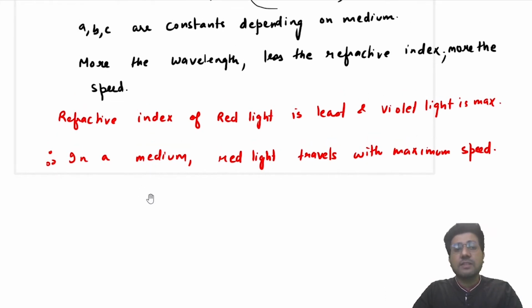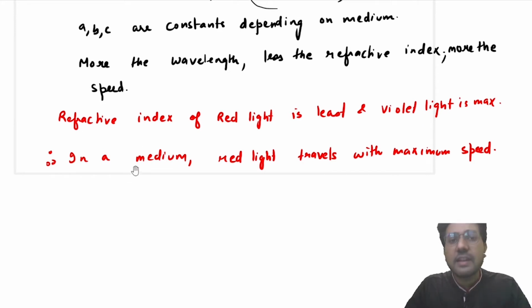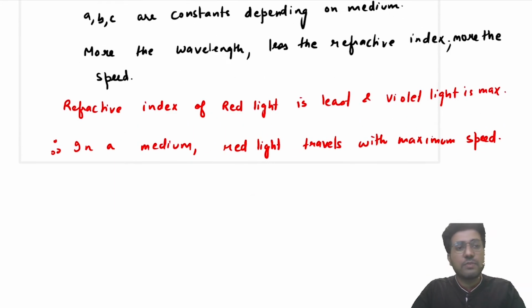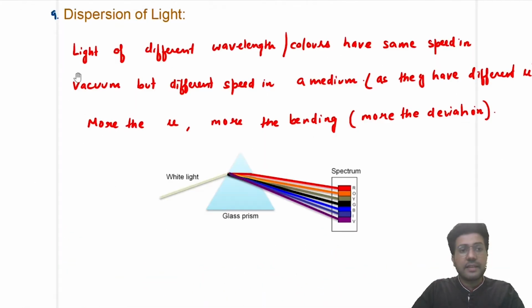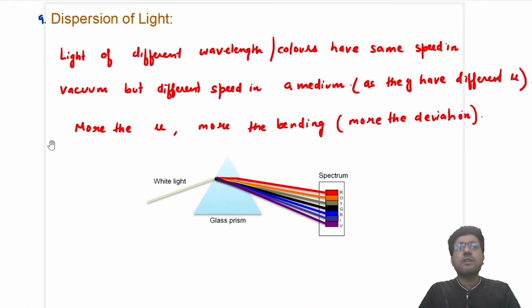They are inverse relations. Speed and refractive index have an inverse relation because mu is C by Cm. So mu and Cm have an inverse relation. All right. Then the next thing is dispersion of light.